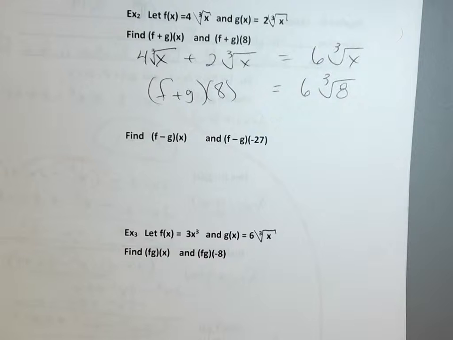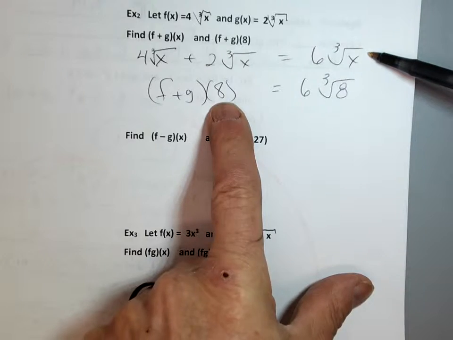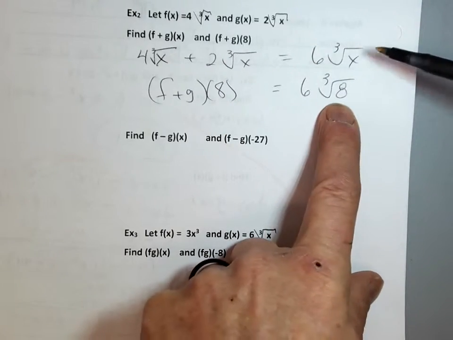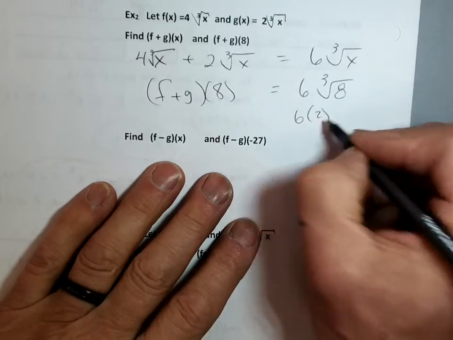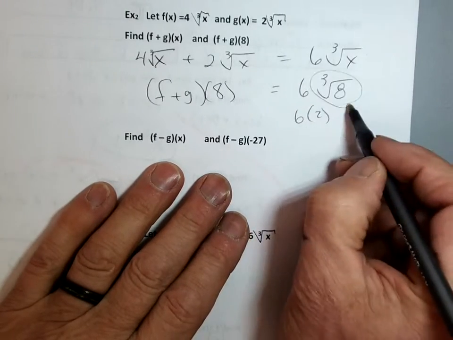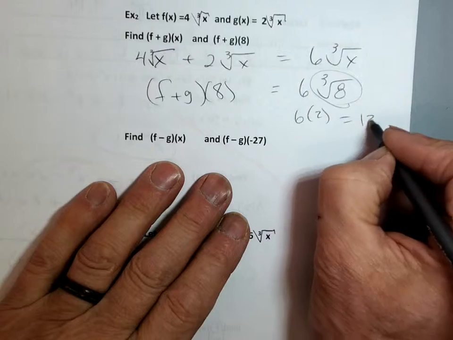So, I already added them. I got this value, 6 cube roots of 8, right? And now it says to plug in 8 into my answer. All right. 6 times 2. Okay, you guys know where I got the 2? Cube root of 8 is 2, which is 12. Yep, nice job, Callan.